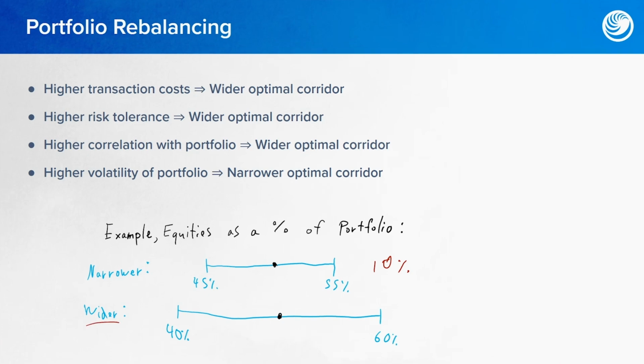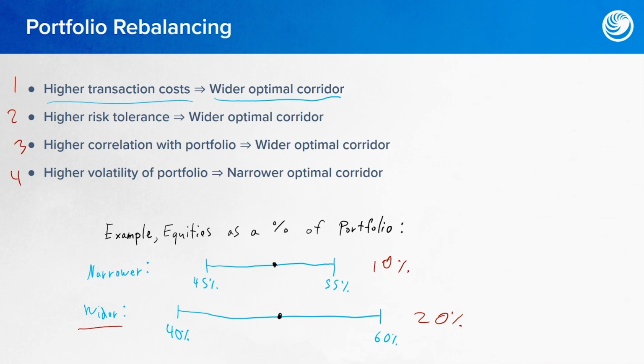Whereas a wider corridor example would be that our lower bound is 40% and our higher bound is 60%, which means that our overall corridor width would be 20%. So this would be an example of a wider corridor where we let our asset classes deviate more from their target. Now we can go through each one of these 4 factors and talk about would it lead to a wider, narrower, optimal corridor. So the first one is higher transaction costs, and this would lead to us desiring a wider, optimal corridor. Now, why is that?